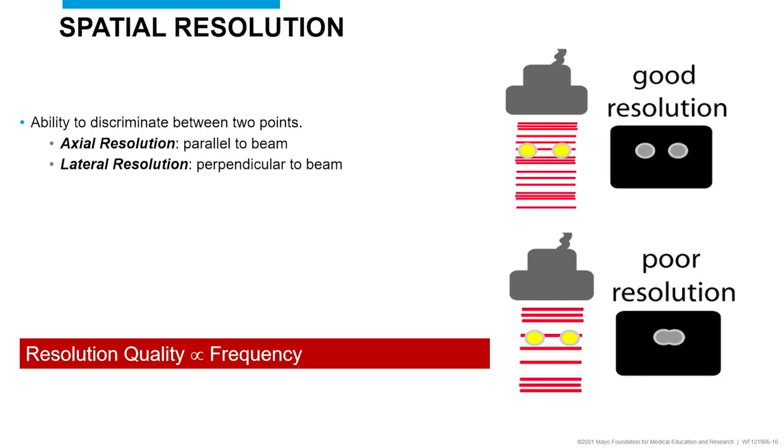When we talk about resolution, resolution refers to the ability to discriminate between 2 points. There's axial resolution, which is resolution parallel to the beam. And there's lateral resolution, which refers to resolution perpendicular to the beam. In this schematic diagram, again, you see that there's good resolution. So when you reconstruct the image, you can see the 2 dots as 2 dots. But when you have poor resolution, they tend to merge, and you cannot distinguish the two.